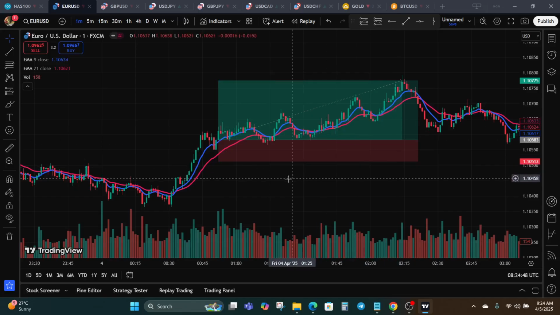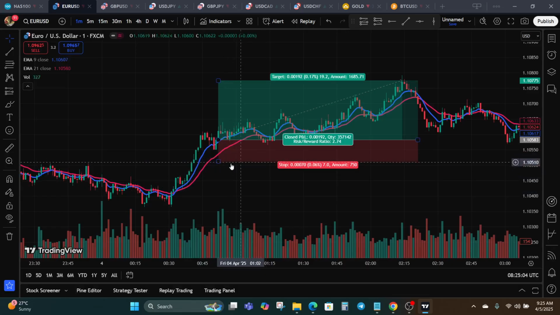All right, so you aim for a 1 to 1.5 or 1 to 2 risk to reward ratio, meaning if you are risking 10 pips, you can be aiming for between 15 to 20 pips. This is scalping. All right, place your stop just beyond the most recent swing.